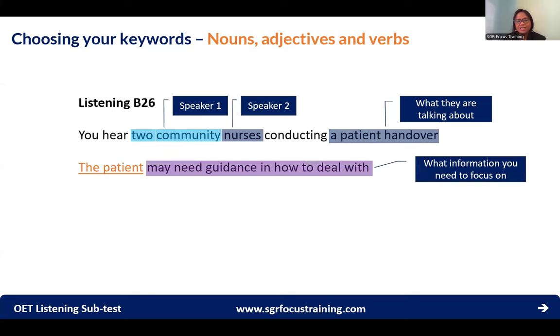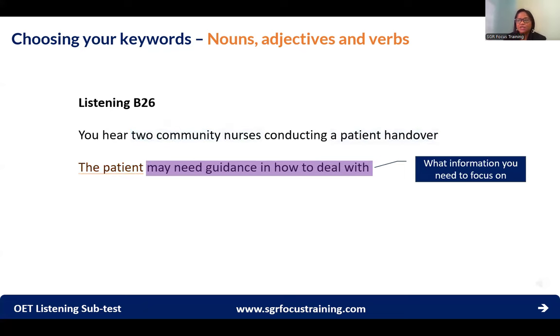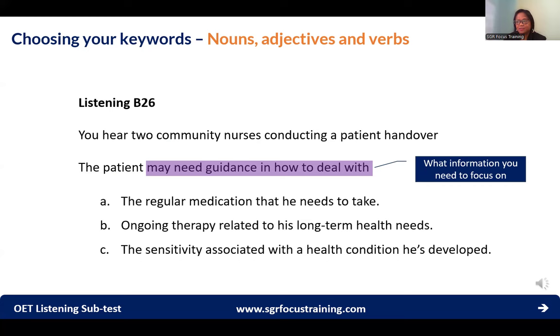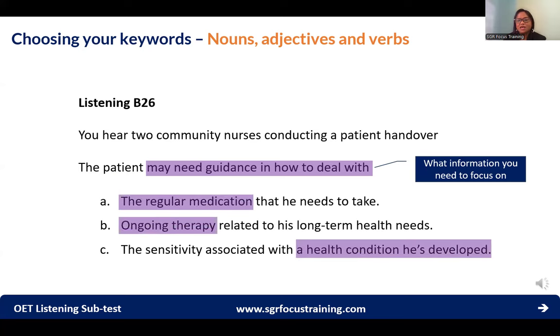Now that we know who our speakers are and what they're going to talk about, let's look at our question. So the question again tells you what information you need to focus on. So again, our focus should be on the patient and his need for guidance in dealing with something. I wonder what he needs guidance from. Okay, so let's now look at our answer options A, B, and C. Because we've got the word with, that tells you we are looking for nouns. Okay, and our noun in option A is the regular medication. So medication is the noun, regular is your adjective.